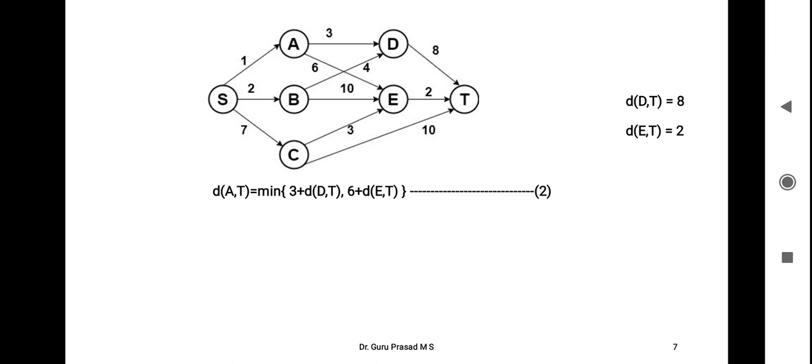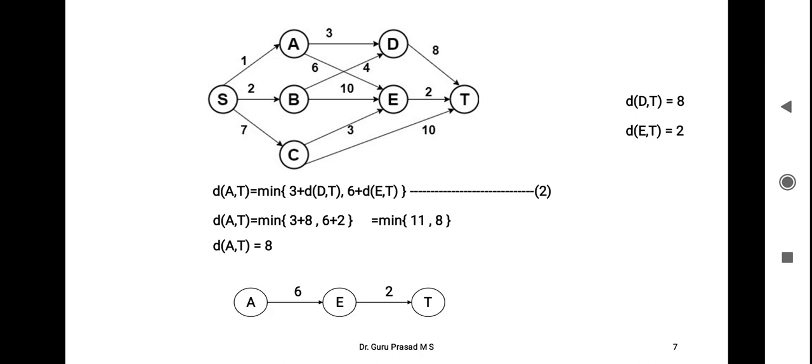Equation 2 is d(A, T) equal to minimum of 3 plus d(D, T), comma 6 plus d(E, T). Substitute the values in equation 2. We got d(A, T) equal to minimum of 3 plus 8, comma 6 plus 2. After summation, we got minimum of 11 comma 8. The minimum value is 8, so the distance of A to T is 8 and the path is A to E, E to T. A to E edge weight is 6 and E to T edge weight is 2.